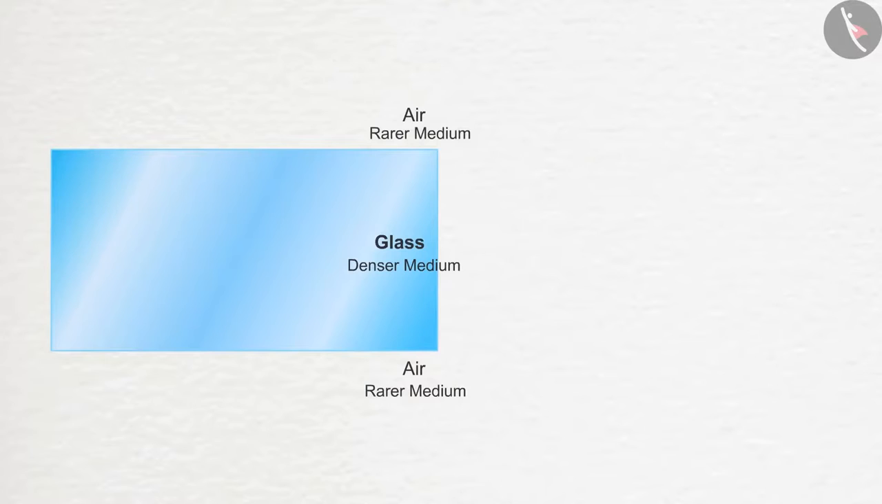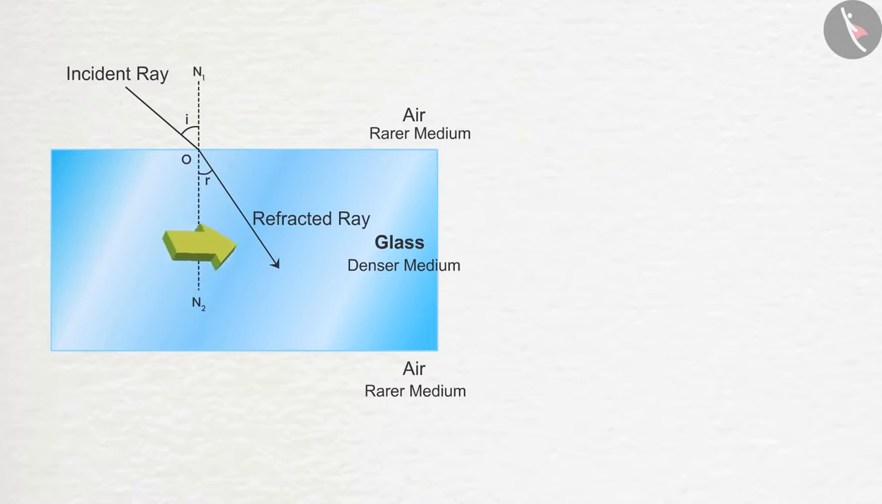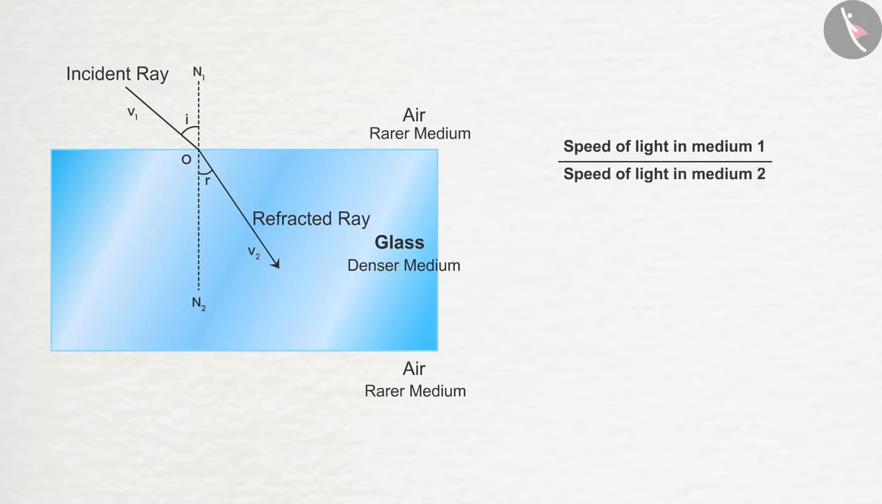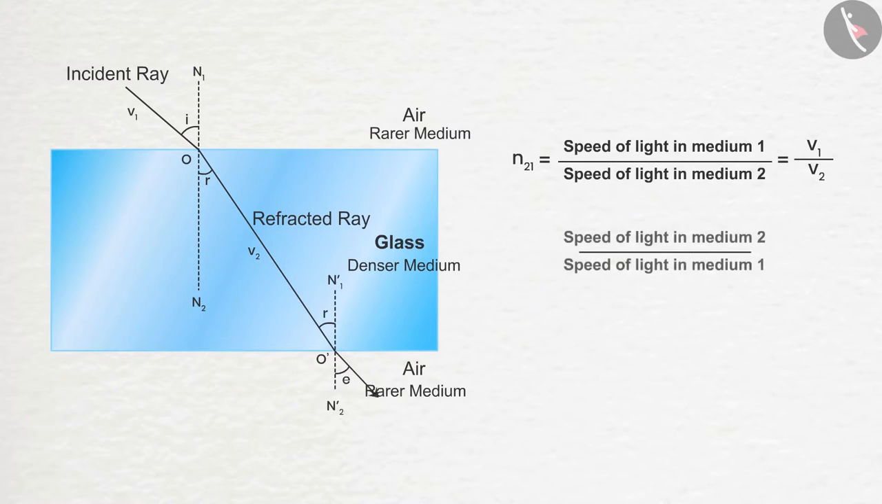in different media. If the light is traveling from medium 1 to medium 2 and the speed of light in the first medium be v1 and in the second be v2, then the refractive index of medium 2 with respect to medium 1 is given by the ratio of the speed of light in medium 1 and the speed of light in medium 2. This is usually denoted by n21. Like this, the refractive index of medium 1 with respect to medium 2 is denoted by n12.